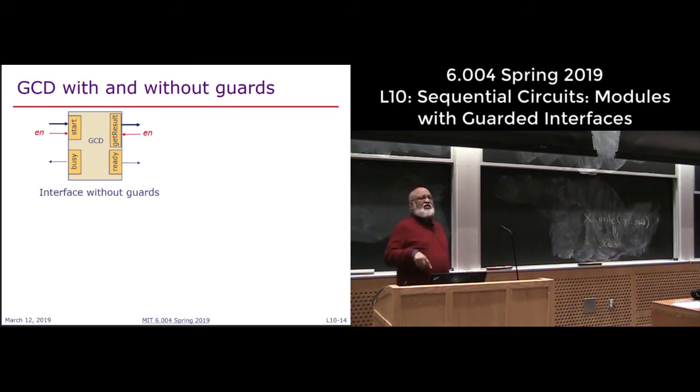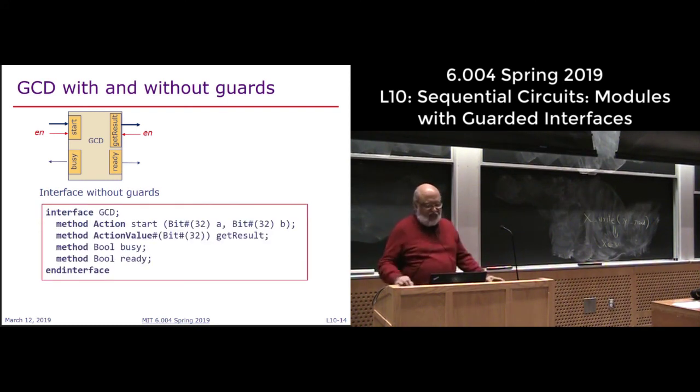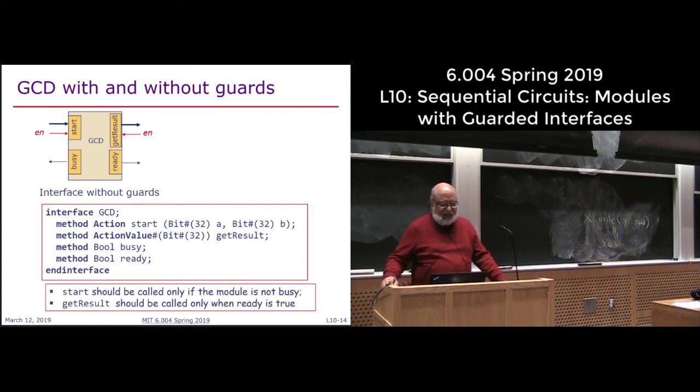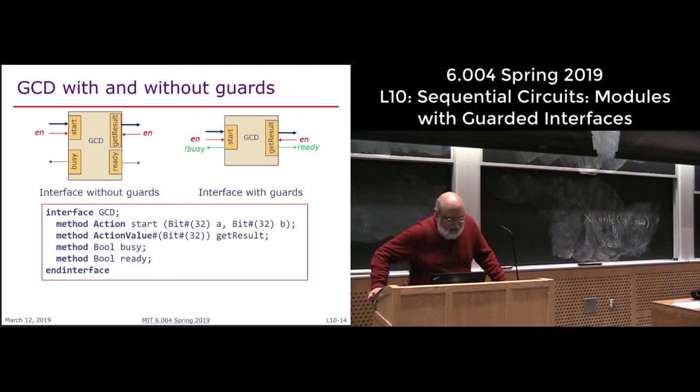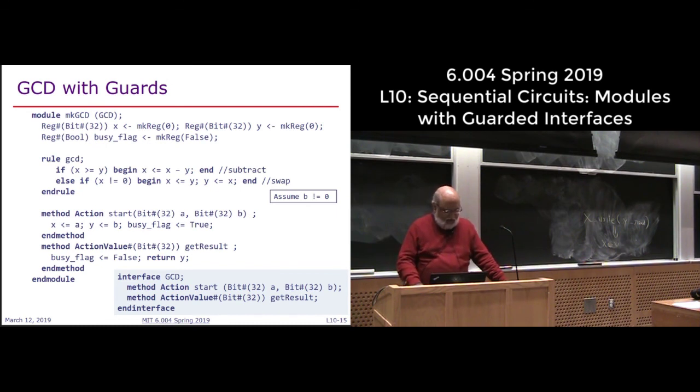Now let's quickly look at GCD. So this is the one I showed you without guards, and with guards, and this was the interface. When I do it with guards, it doesn't have these busy and ready signals because they are encoded in these green signals. And your interface simply becomes just cross out these methods, because I don't have to worry about guards anymore. And let's see how this is helpful.